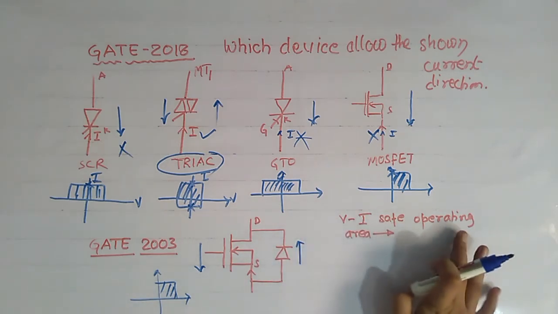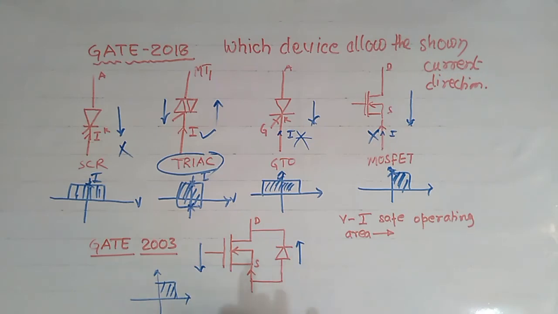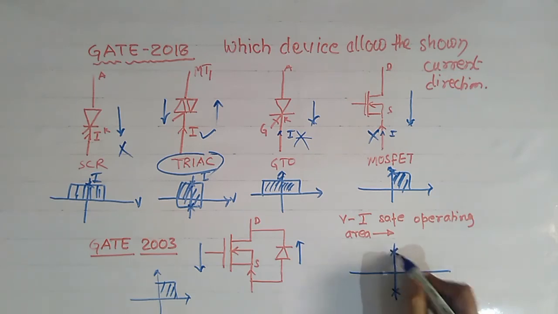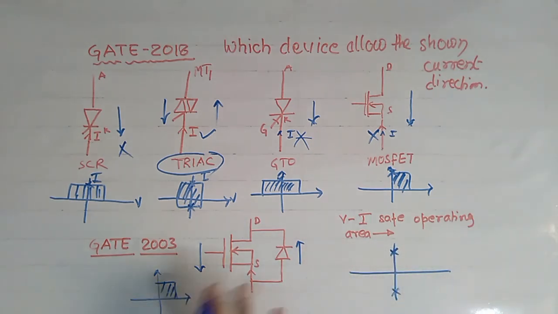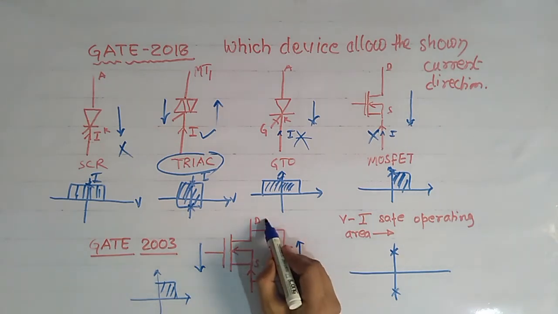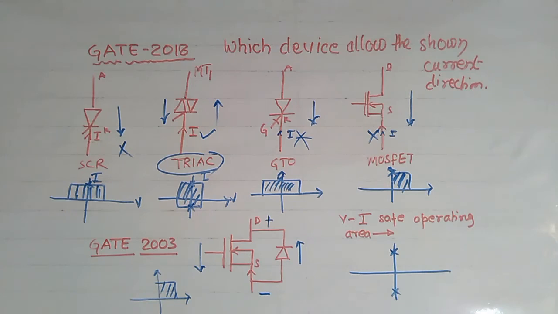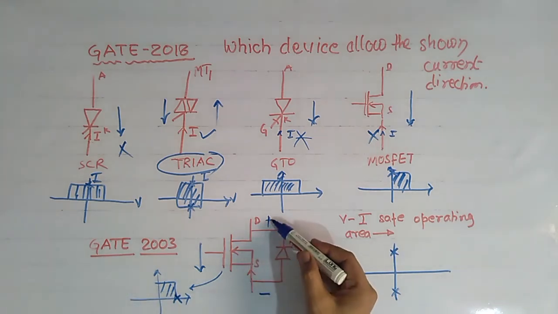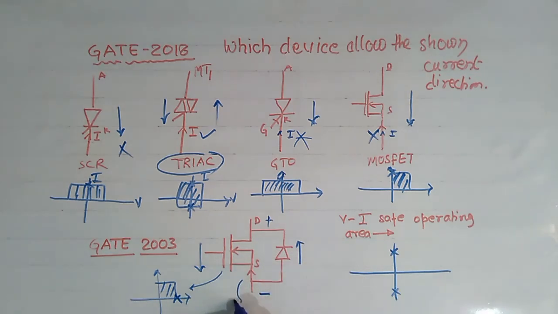We have to draw the safe operating area of this device. So this device will allow current in both directions. Now suppose the drain is positive and the source is negative. In this case, the MOSFET blocks the forward polarity of voltage. So for this polarity, this MOSFET will block, and this diode will also block, because this diode acts as reverse biased for this polarity. So overall for this polarity it will block.